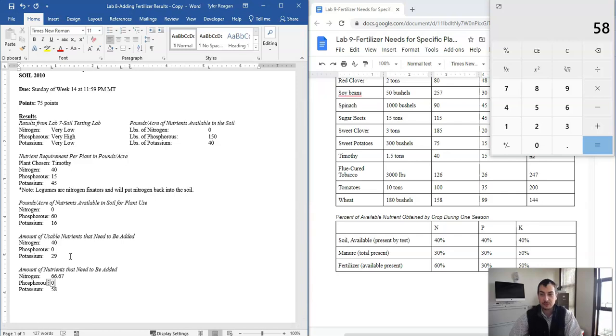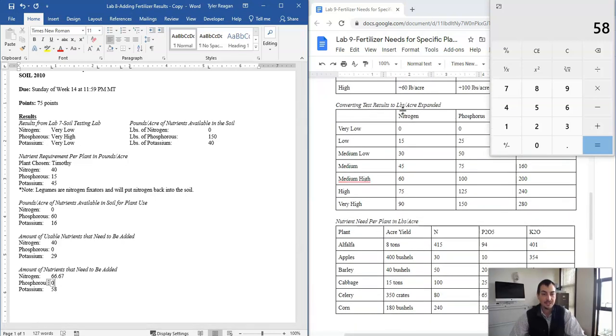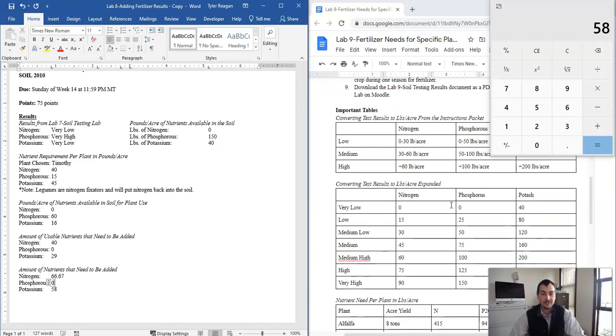So essentially that's what you're going to need to do on this worksheet. First off, type in the results, and convert that over using this table right here, the converting test results to pounds per acre, this expanded table, to figure out how many pounds of nutrients are available in the soil.